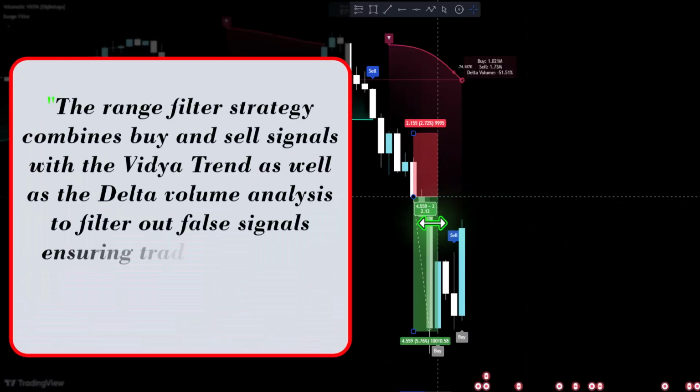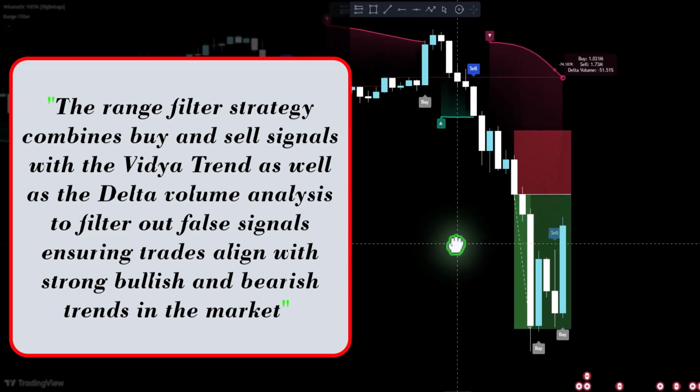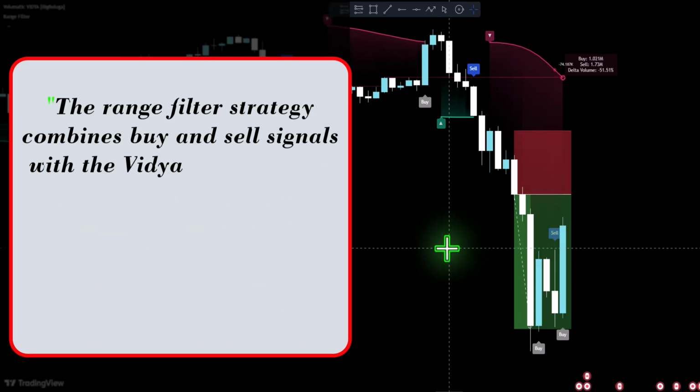So in summary, the range filter strategy combines buy and sell signals with the VIDIA trend as well as the delta volume analysis to filter out false signals, ensuring trades align with strong bullish and bearish trends in the market.